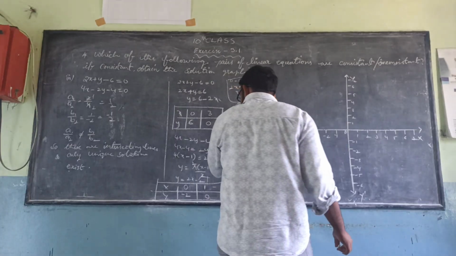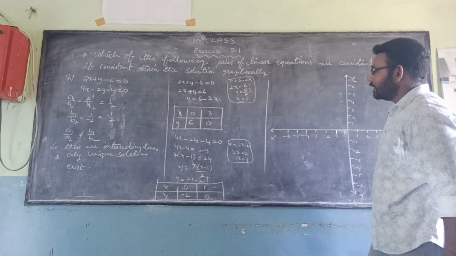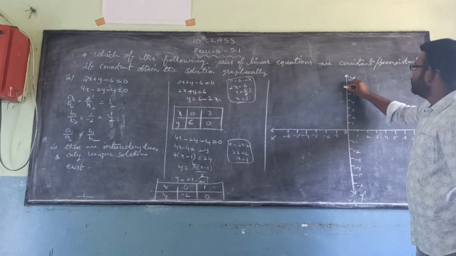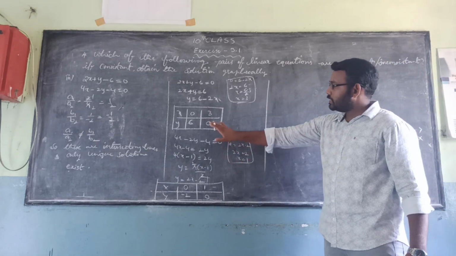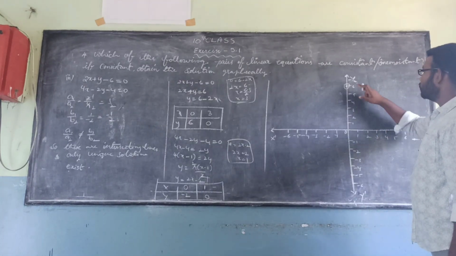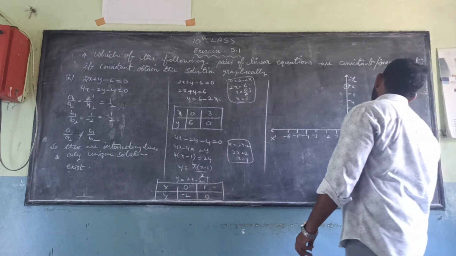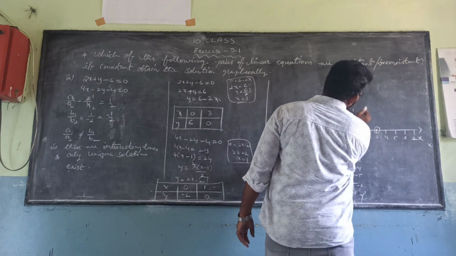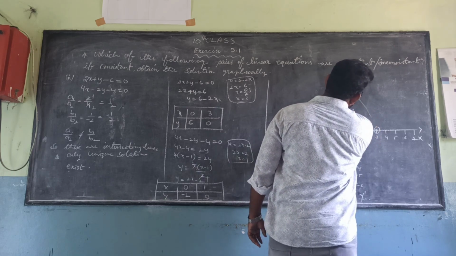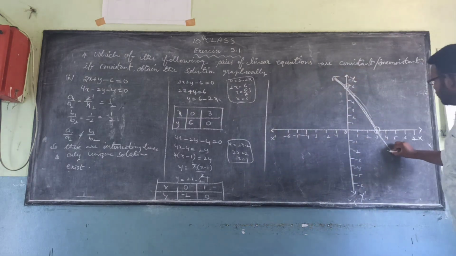So here, the first line is if x is equal to 0, y is equal to 6. X coordinate is here 0 and y coordinate is here 6. This is one point. And if x is equal to 3, y is equal to 0. So y 0, x 3. So the point exists here. You can draw the line segment like this. This is the line what we have.